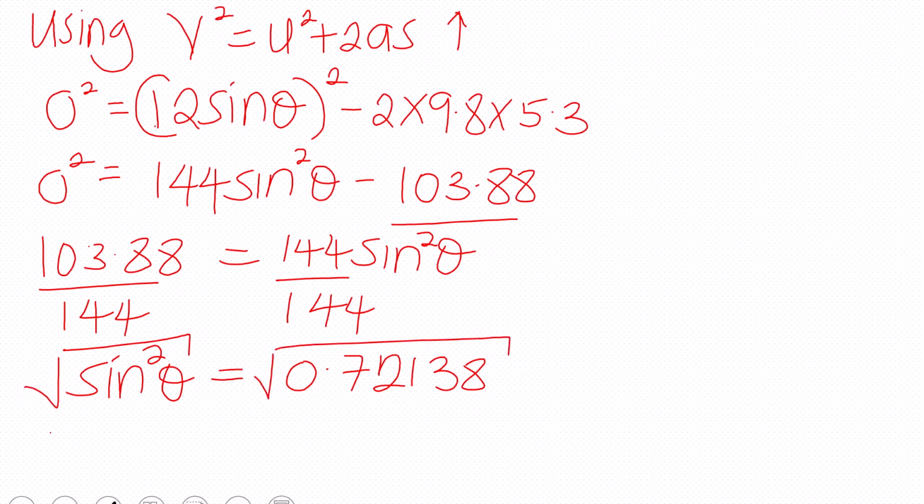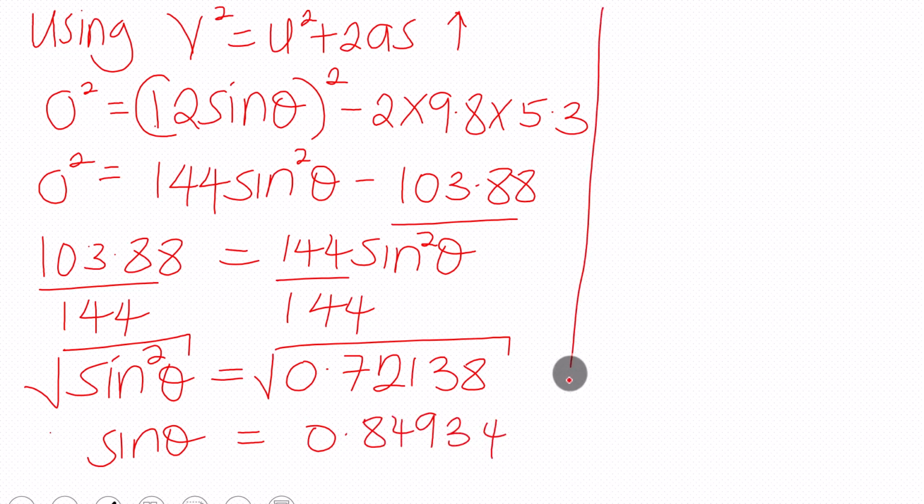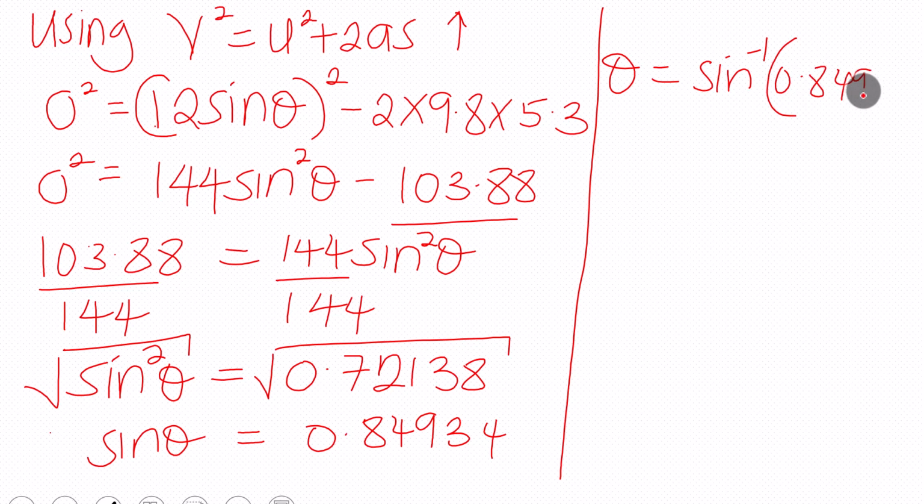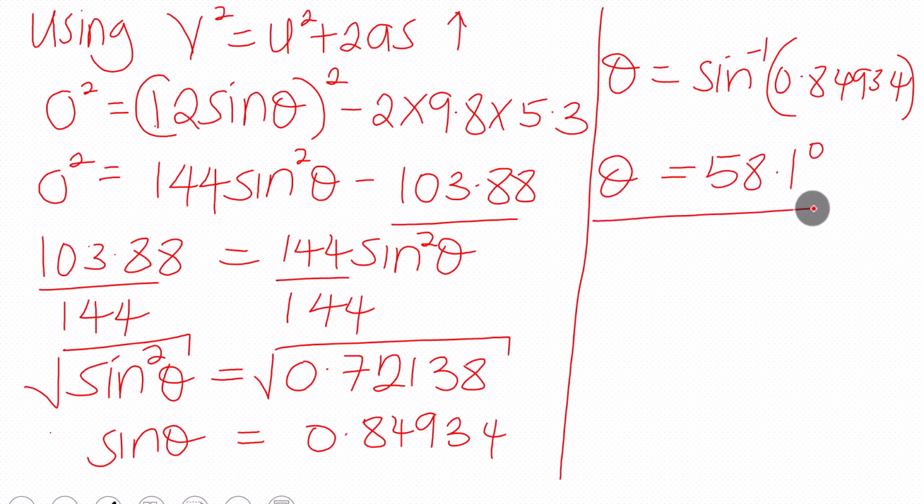When you take the root on both sides, you will have sine of theta equal to 0.84934. After that, if you take sine inverse, your theta will be sine inverse of 0.84934, and finally you have your theta as 58.1 degrees. That is the angle.